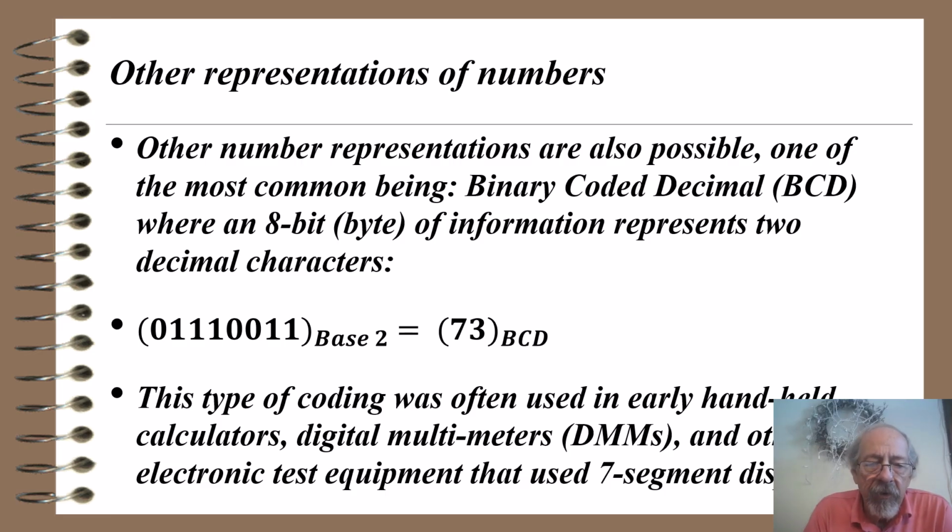How do we get that? Take the first 4 bits, 0111. 0111 is equal to 7. And then the next 4 binary bits, 0011, is equal to binary 3. So that base 2 number is actually 73 in binary coded decimal. The highest number of binary coded decimal we go up to is 9. So this type of coding was often used in early handheld calculators, digital multimeters, what we call DMMs, and other electronic test equipment that use 7-segment displays.